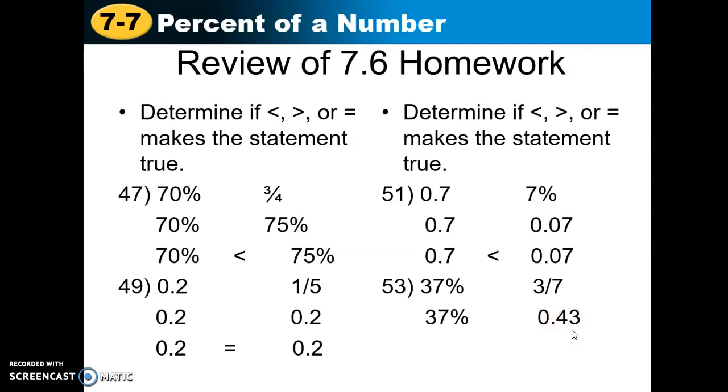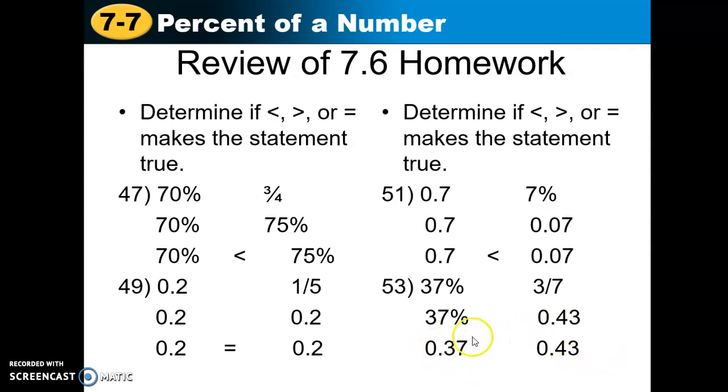It's 0.428, and I went ahead and rounded it for you. So one more step. If I were to change either one of these, I can make this a percent, which would be 43%, or I could change this to a decimal, which would be 0.37.